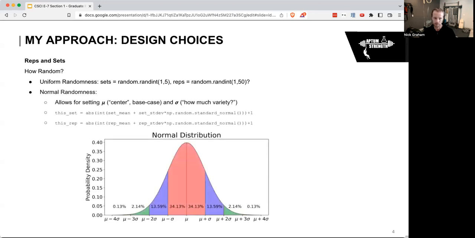So instead, what I chose to do is apply a sort of normal randomness, which allowed me to set a center, or a base case, for both the sets and the reps, as well as a standard deviation, which is how much variation there should be from that base case. So if the base case was 3 sets of 10 reps and I set the standard deviation to 0, that would be the prescription across every single week. If instead I increase the standard deviation to 0.5 or 1 or 1.5, then you're going to get a lot of variety in terms of the sets and reps. So that's the approach that I chose to use.